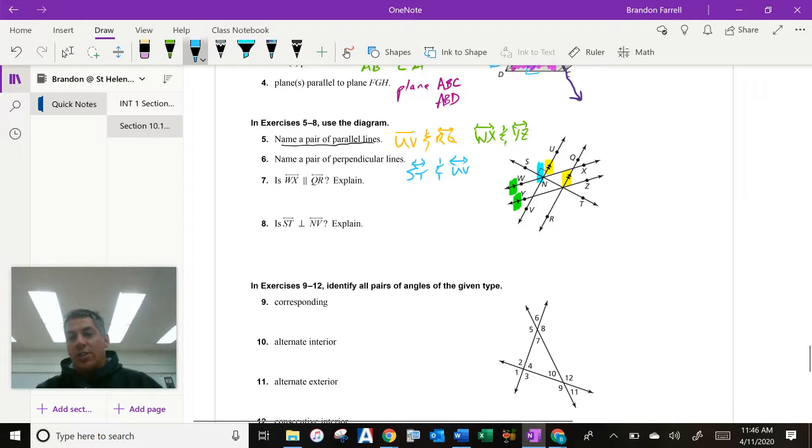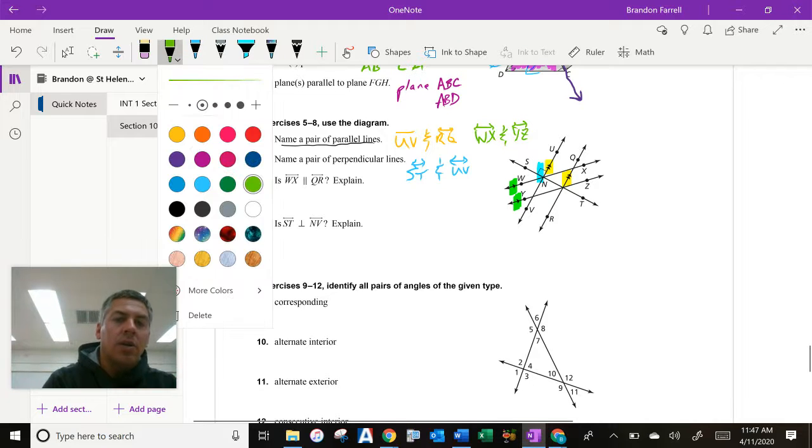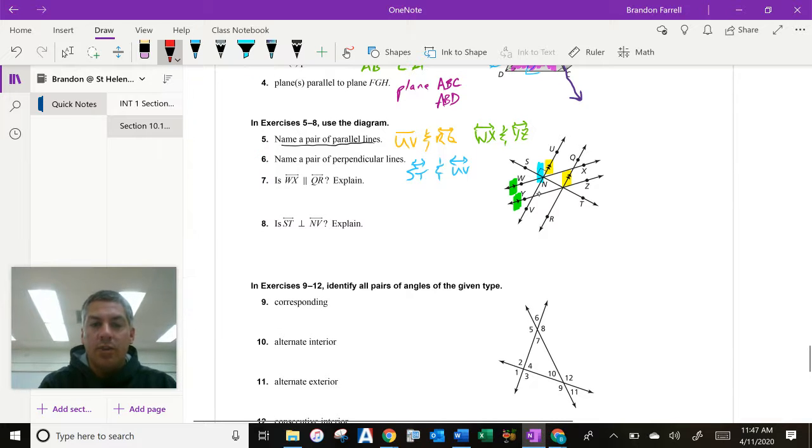Now, what's interesting, and you'll learn this in a different section, I believe, is that because these 2 yellow lines are parallel, QR is also perpendicular to ST as well. But first we have to talk about these angles. You're going to learn that here in a little bit, all right? So here are just a couple questions that we can answer in number 7.